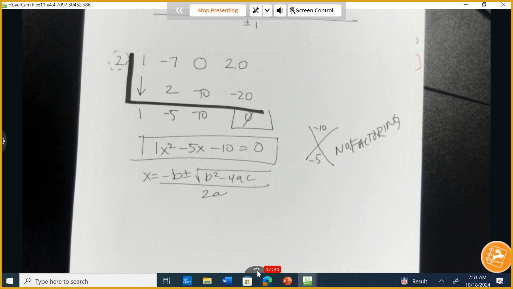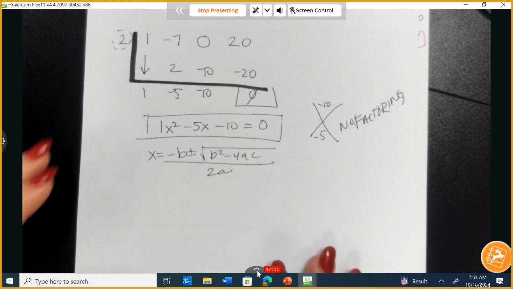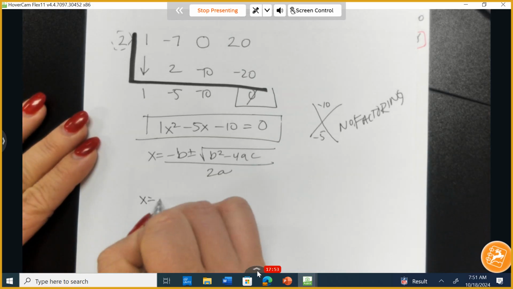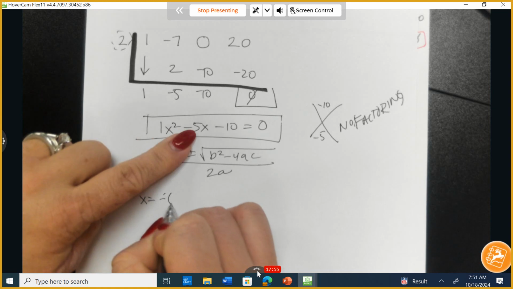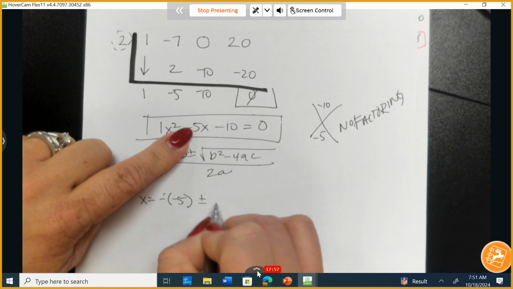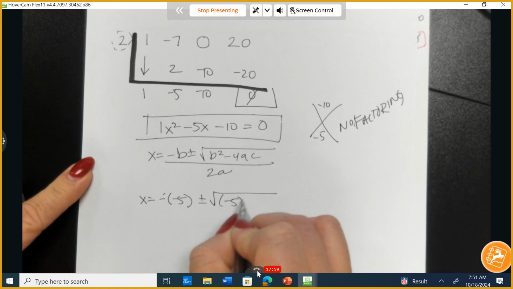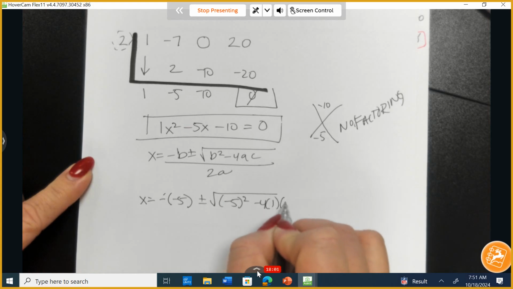This is what we're going to do. We're going to plug in 1 for A, -5 for B, -10 for C, and we're going to simplify it down. I absolutely need to see your work. So I'm plugging in right now, -5 for B. Wherever I plug it in, I put it in parentheses.